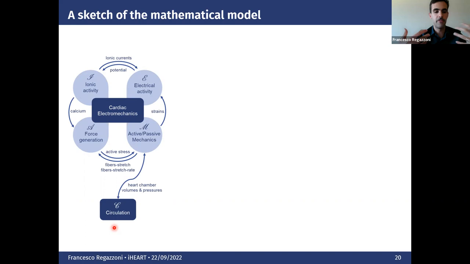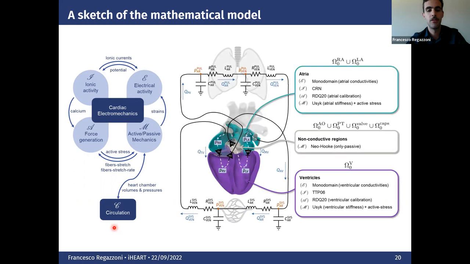cardiac function. And on the right, you can see a sketch of the mathematical model of the four chambers heart coupled with external circulation. As you can see, we have this three-dimensional description of the heart, and then this lumped parameter description of the external circulation. Here we have the pulmonary circulation, and here on the bottom, the systemic circulation. And the three-dimensional model of the heart is split into subregions. And in all the different subregions, different models are used.